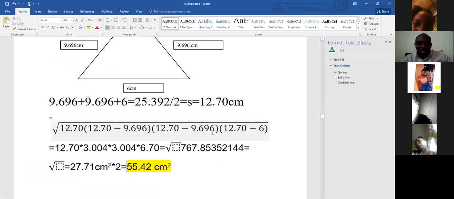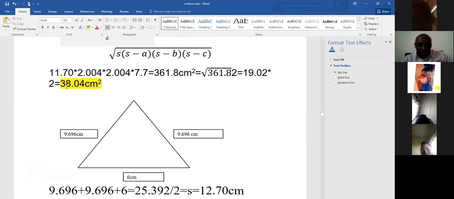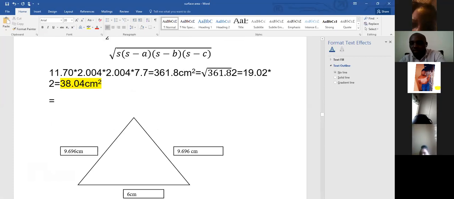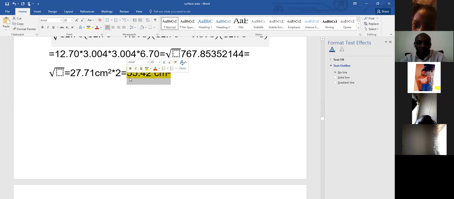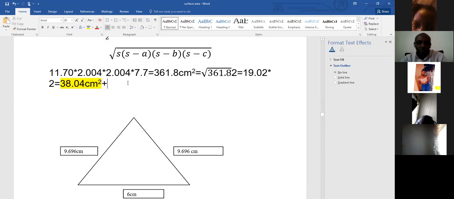Good. And this is the answer, the other answer to the two pairs of triangles. So the two pairs of triangles, I have 38.04. I can now come here and add to whatever I have found here, to the area of here. This. I can now add this.